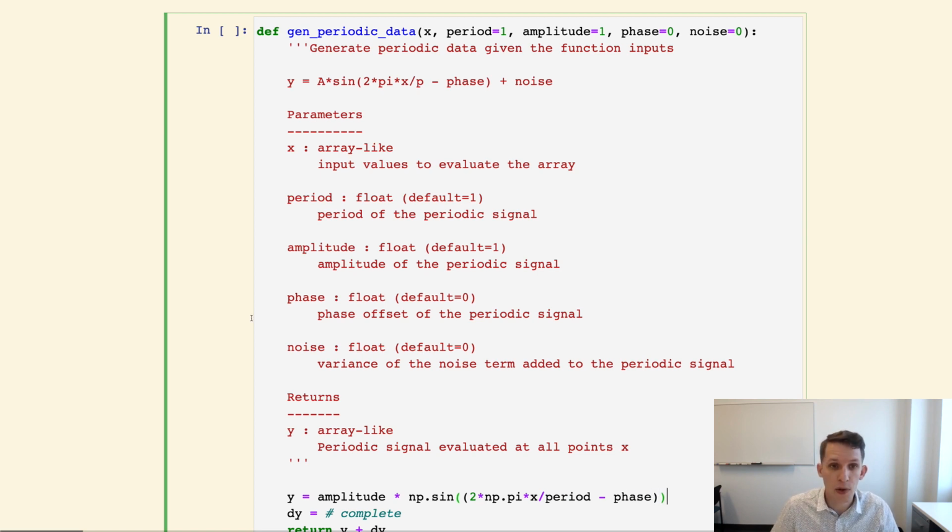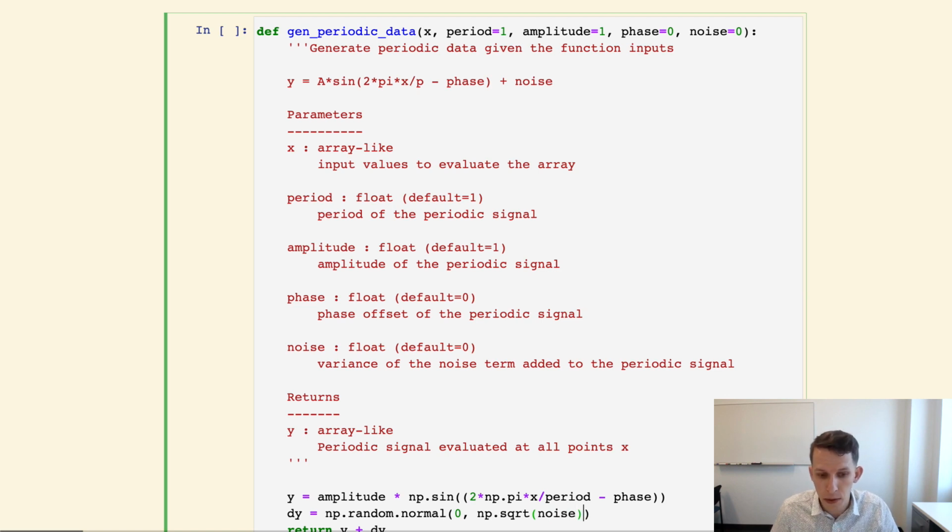So that's the signal, essentially y, and then we also want there to be uncertainties on y. For that, we will say we want a random number generator, and in particular, we want to generate random numbers from the normal distribution. We want the mean on that normal distribution to be 0. And we can see here that the noise is actually input as the variance of the noise, but this particular function wants the standard deviation. So we'll take the square root of the noise term here.